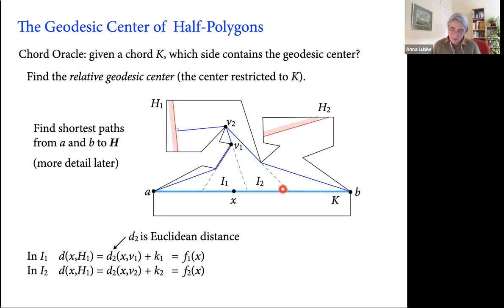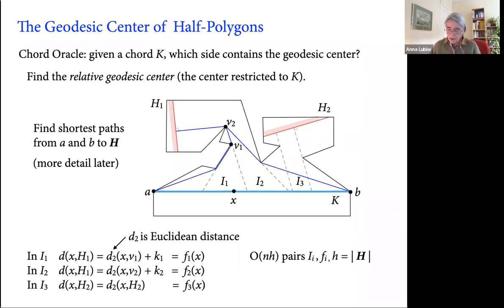And similarly, if I were in this interval, what's my shortest path to the half polygon H1? Well, I have the Euclidean distance to V2 plus some constant to take care of the rest of the path. Now, in our situation, unlike Pollack et al., we also have intervals like this, where I need just to travel in a straight line to my half polygon. And that's actually an even simpler function because it doesn't involve a constant. It's just the distance from the point in this interval to the half polygon.